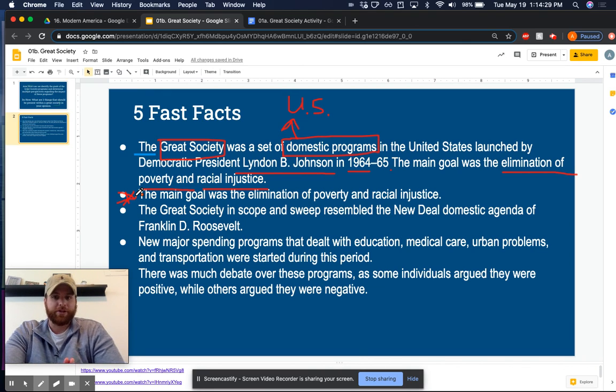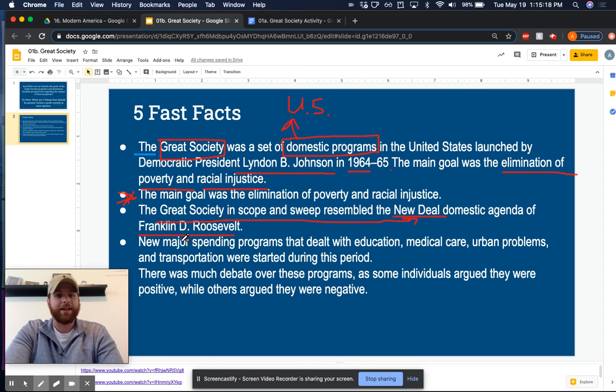As we said before, bullet 2 is just reiterating those main goals: elimination of poverty, elimination of racial injustice. One comparison we see is that Great Society programs are often compared to the New Deal programs created by FDR. One major difference: the New Deal we studied comes as a result of the Great Depression. It's programs that are trying to get people back to work, stimulate the economy, and improve the economic situation of the U.S. The Great Society is formed in not as dire an economic situation. It is much more focused on the social issues that are still plaguing the United States, but it also takes on an economic tone in trying to get rid of poverty.